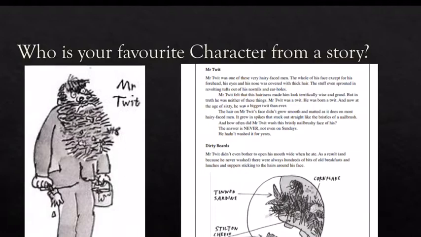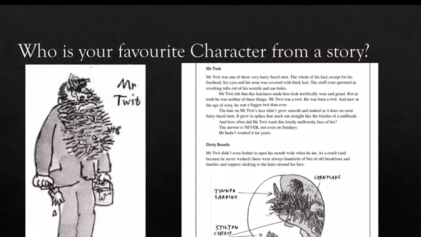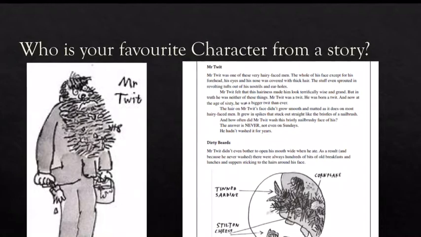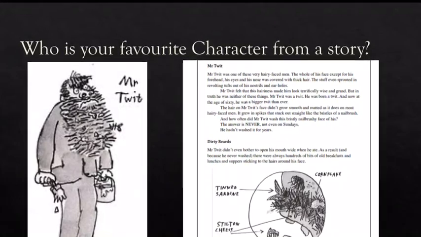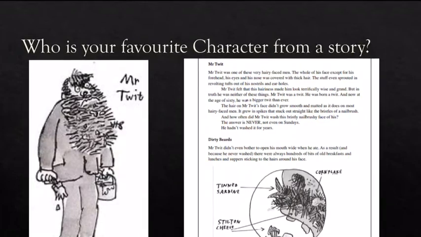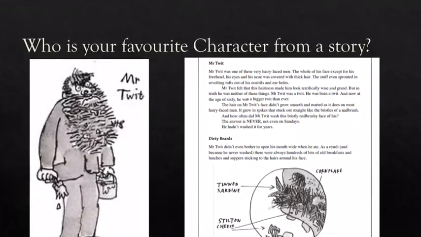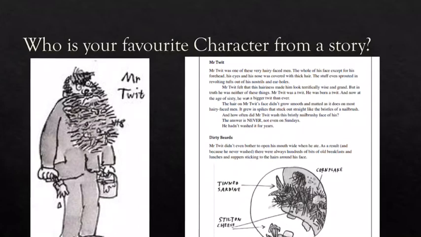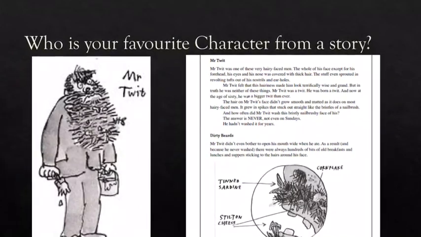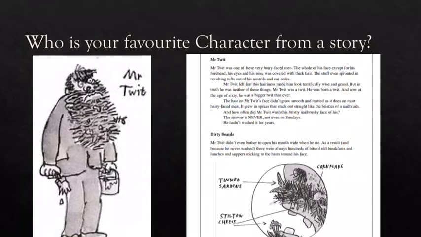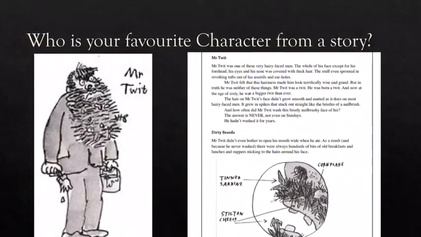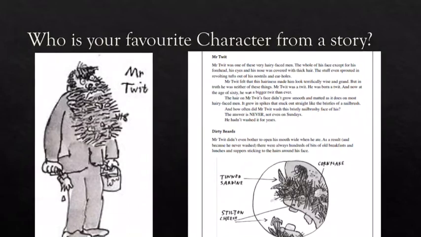Mr. Twit was one of these very hairy-faced men. The whole of his face, except from his forehead, his eyes and his nose, were covered with thick hair. The stuff even sprouted in revolting tufts out of his nostrils and ear holes. Mr. Twit felt that this hairiness made him look terrifically wise and grand, but in truth he was neither of these things. Mr. Twit was a twit. He was born a twit, and now at the age of 60 he was a bigger twit than ever.